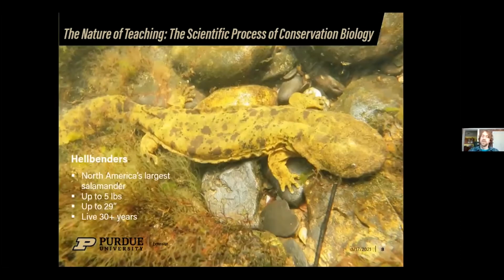With Hellbenders, we are actually doing those first two. We're doing augmentations and reintroductions. And the Hellbender is North America's largest salamander. It's a species of fully aquatic amphibian. They get up to 5 pounds, up to 29 inches, and they're very long-lived. They can live up to 30 years in the wild and even longer in captivity.